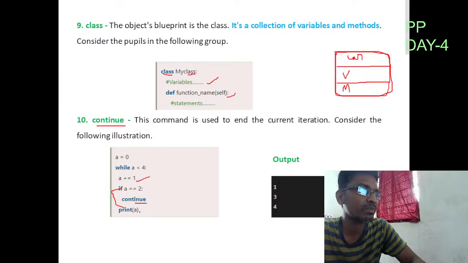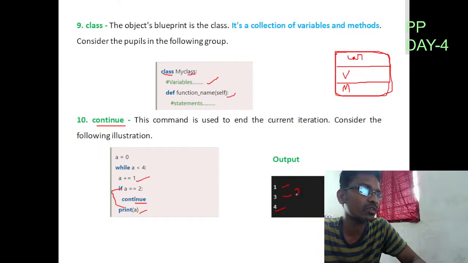So without printing that value of the variable, it will continue to the next iteration. The next iteration is 3, less than 4. After that it will check the condition, 3 is equal to 2. It is false, so it will print the a value. Similarly, a is equal to 4, then 4 is equal to 2. This condition is false, so it will print the a value, that is 4. Then I got the output 1, 3 and 4 only.